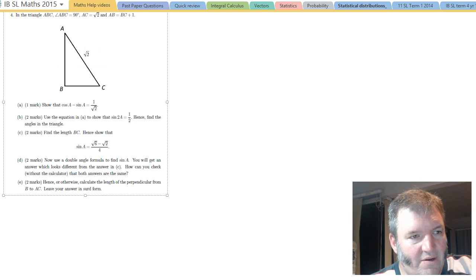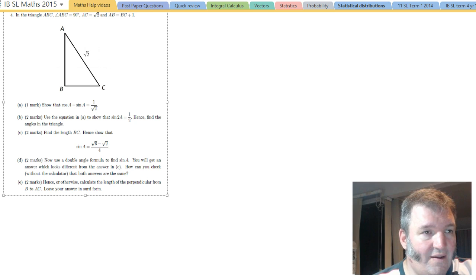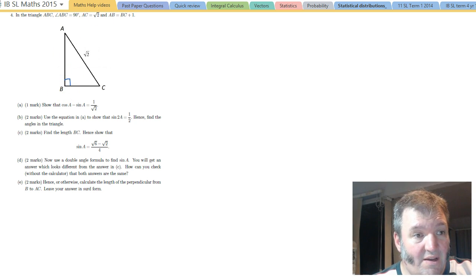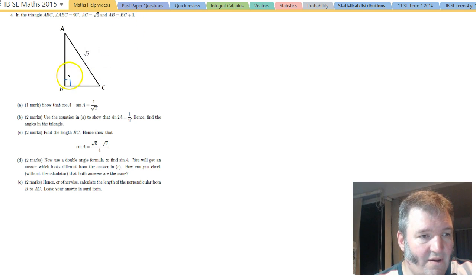Alright, so here we've got a triangle ABC. Angle ABC is 90 degrees, so it's a right angled triangle. We might as well mark that in. We can start having a little bit of a draw on here and see where we're going. So we're already thinking Pythagoras and trig ratios. AC is root 2, AB equals BC plus 1. So if this is BC, that length there, then this side will be BC plus 1. That's pretty ugly looking. Let's make it look a little bit prettier.